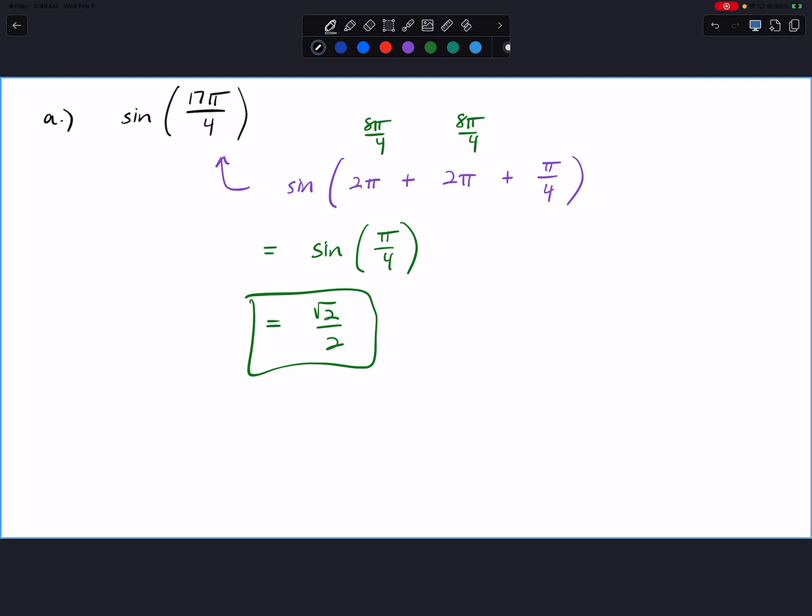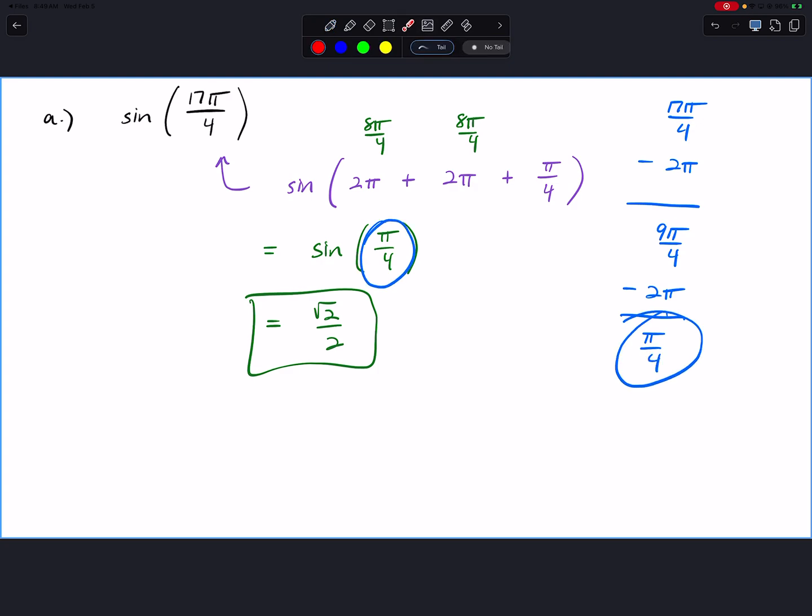Okay. If that was confusing, do you guys agree I could just take this angle and just keep subtracting 2 pi? You also could have done that. So 17 pi over 4 minus 2 pi. This is the same thing as 8 pi over 4, so that would have given me 9 pi over 4. And if I subtract 2 pi again, I get pi over 4. So because this angle and this angle are the same, we're going to get the same answer.